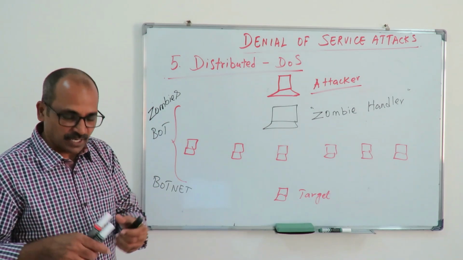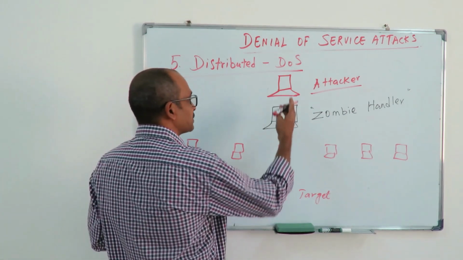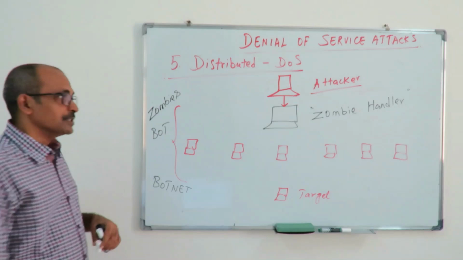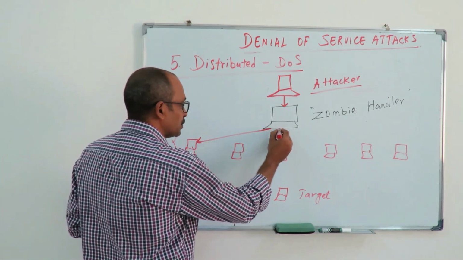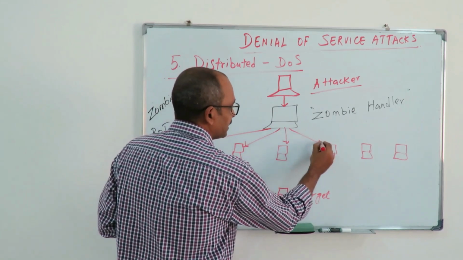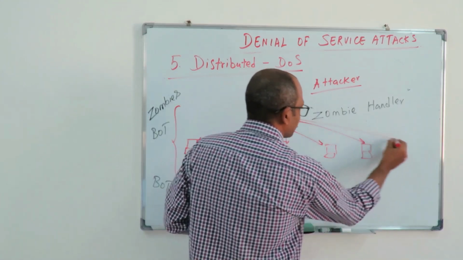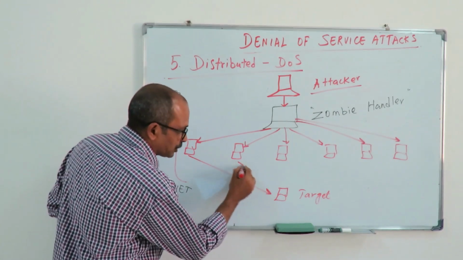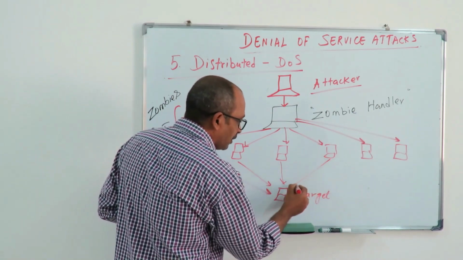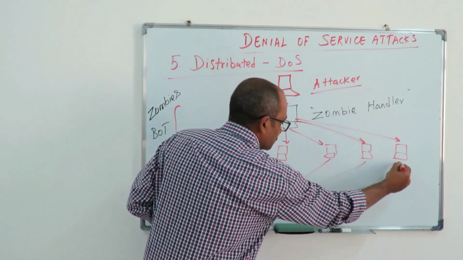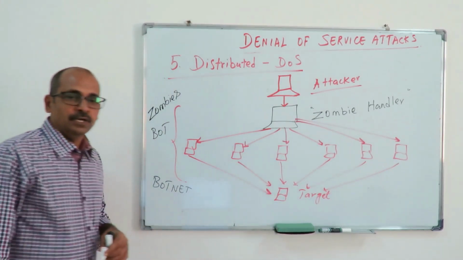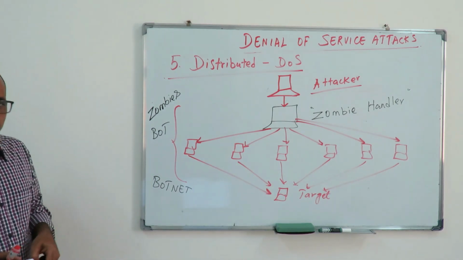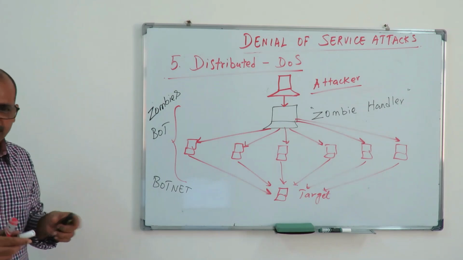Now, how are things happening here? The attacker gives the instruction to the zombie handler: go and attack this person. Finished. The zombie handler gives the instructions to the zombie network, to everybody. Then, from the instructions, all the zombies attack the target. So this is the architecture of a distributed denial of service attack, and this is how it works. I hope you understand how these things are working.